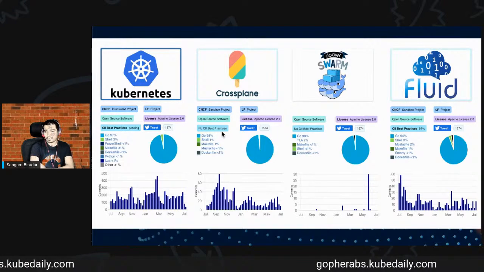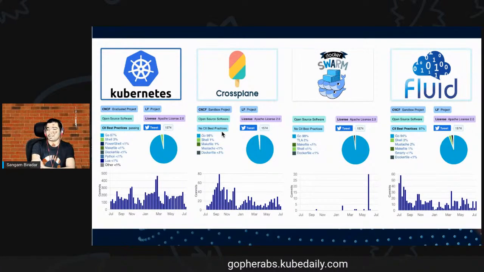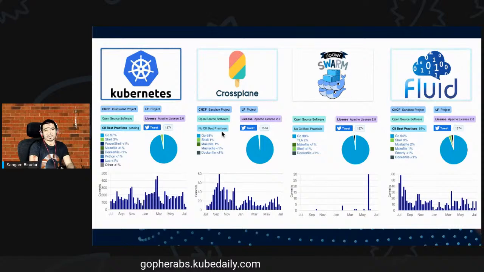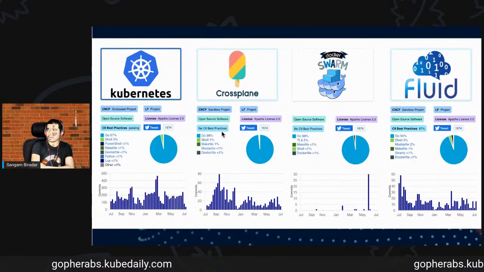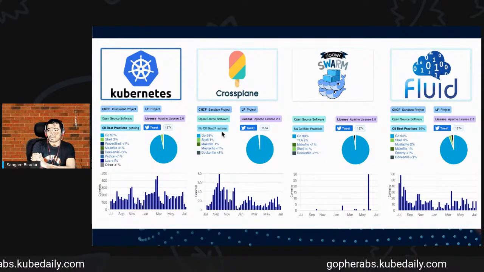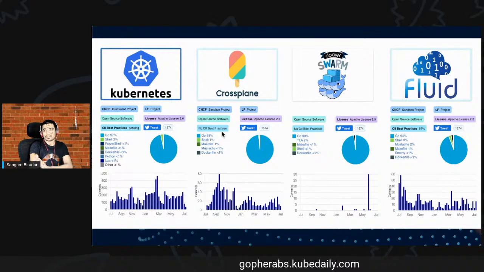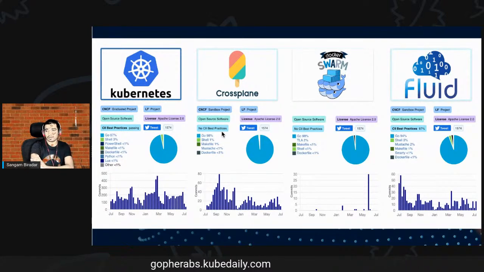Another is Crossplane from Upbound. They have a cool control plane. If you are using GitOps or Terraform, I will recommend Crossplane.